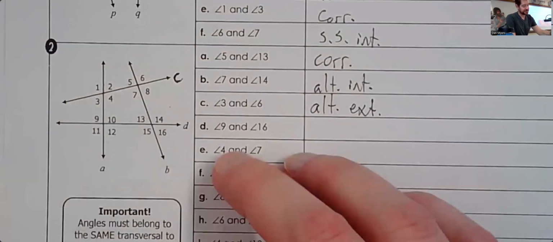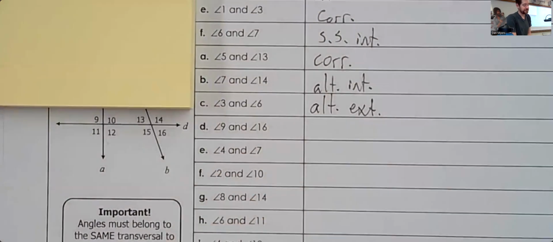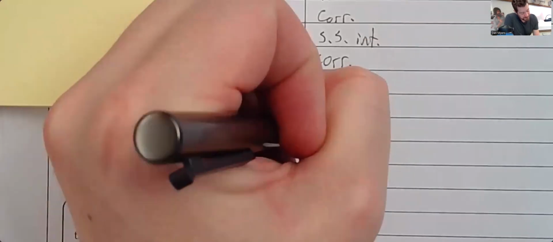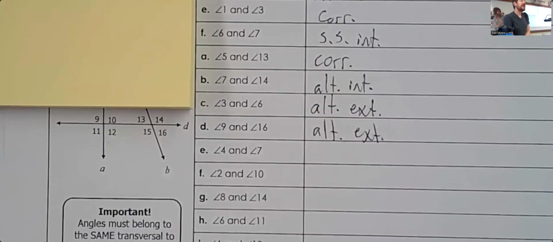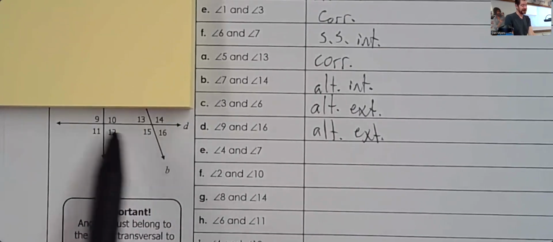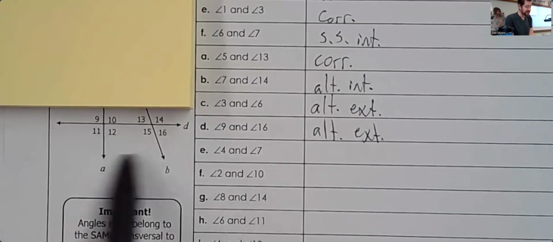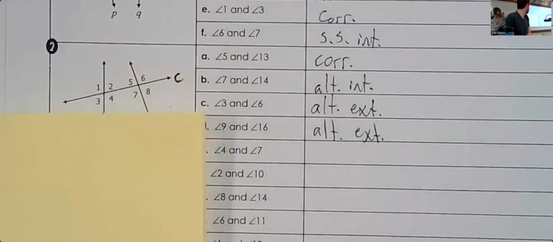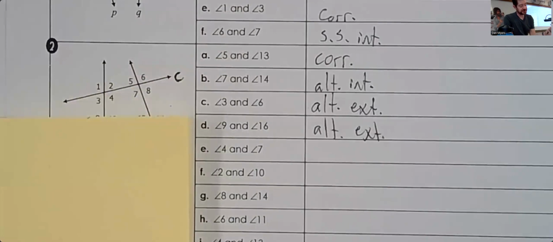Now we can look at 9 and 16. Alternate exterior again. Nice. So 2 in a row, alternate exterior. So this is how I handle big diagrams where I'm trying to figure out what's going on. Just cover up the stuff that you don't need. The other angles there are not necessary because those are the 2 angles we need down there, 9 and 16. Let's see, 4 and 7 are up here. Same side interior, yeah. So same side or consecutive interior. Good.